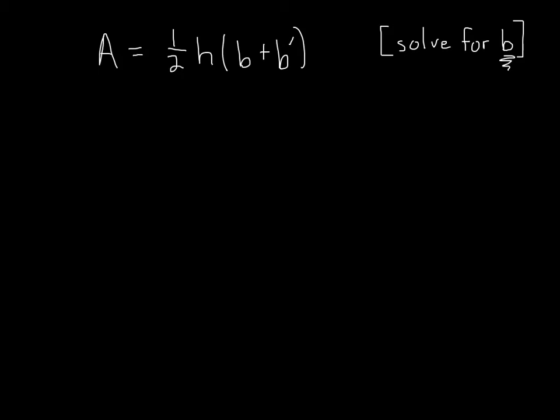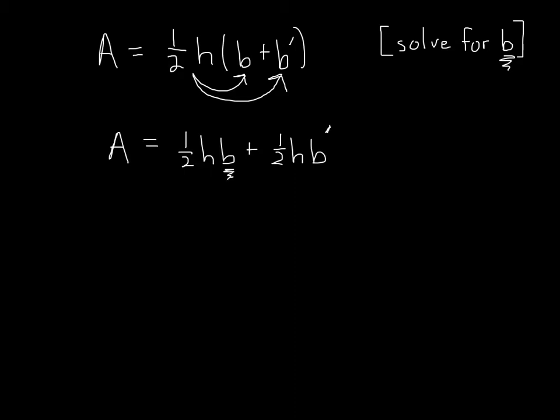So first, I have this 1/2 times h times (b plus b prime). If I want to get rid of these things, the first thing I can do is distribute this 1/2 h into my parentheses. So I can use the distributive property and shove that into both terms. So I end up with a is equal to 1/2 h times b plus 1/2 h times b prime. I want to get b by itself, so I can subtract 1/2 h times b prime from both sides.